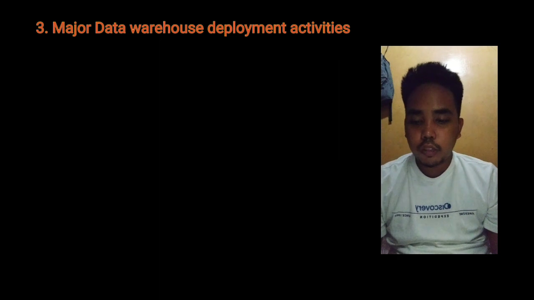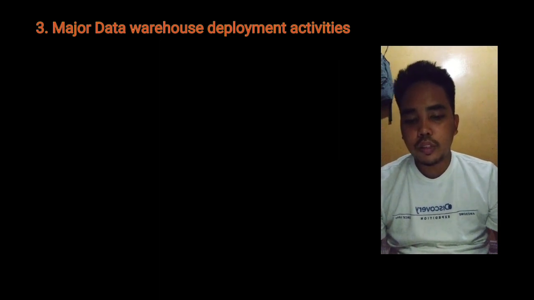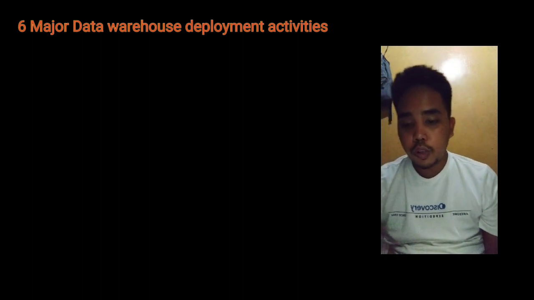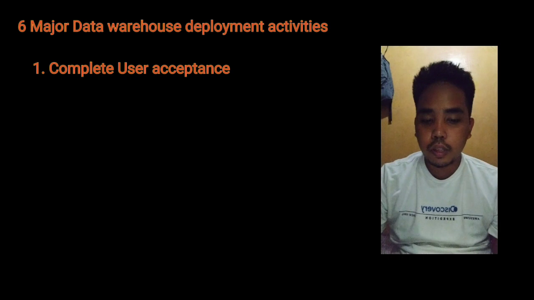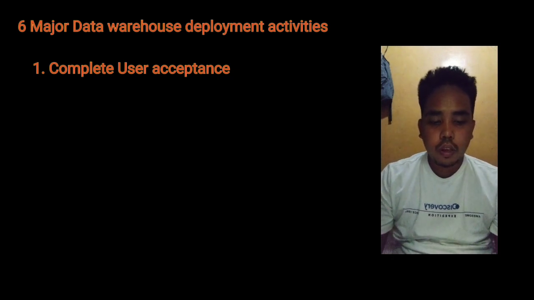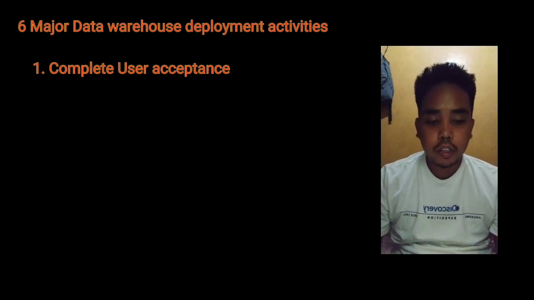So question number 3 is major data warehouse deployment activities with explanation for each. So there are 6 major data warehouse deployment activities. The first one is complete user acceptance. It is one of the last stages of the software development lifecycle. It is conducted on a product by the end users of the product for approval for production release.